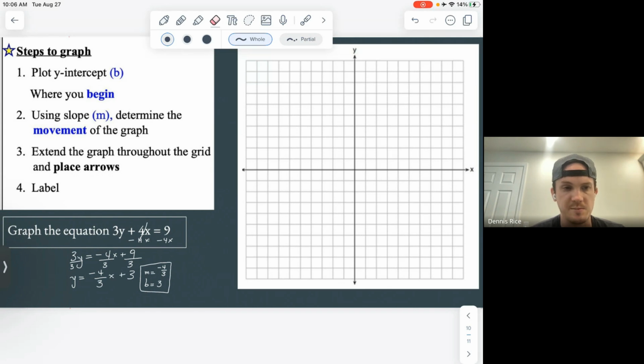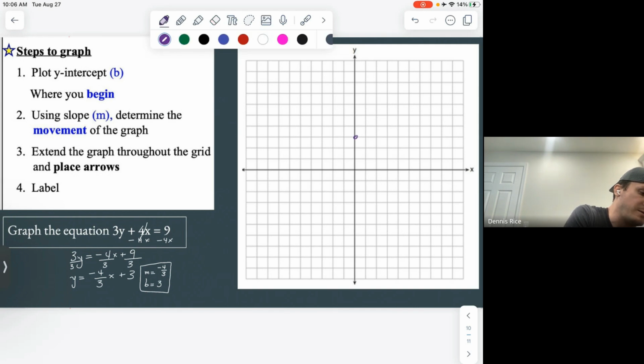So let's go back to our steps now. We're going to plot our y-intercept. This is where we begin. Our y-intercept is 3. Keep in mind the y-intercept does have to be on the y-axis. So I'm going to plot a point at 3. A very common mistake that people make is they plot their y-intercept on the x-axis. I know it's self-explanatory, but it does happen a lot. The y-intercept goes on the y-axis. That's always going to be your first point when you graph.